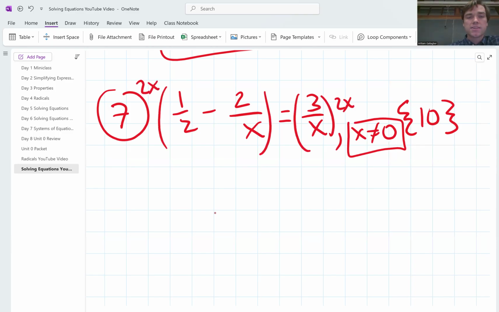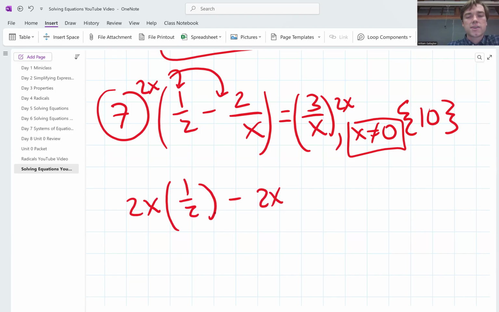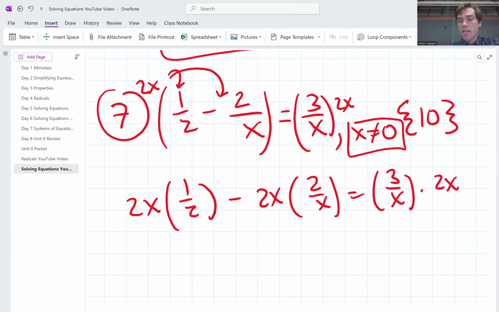And I am going to write this step out so it's as clear as it can be. So 2x times 1/2 minus 2x times 2 over x is equal to 3 over x times 2x. And you know that when we multiply by 2x, we're really multiplying by 2x over 1.